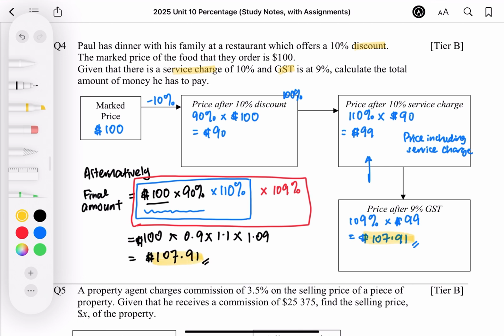Of course, there's another way, which is you can calculate the discount first, then you subtract, then you calculate the 10% service charge. After that, you add it back to the value you had earlier, and now you have your 9% GST subjected to both the service charge plus the discounted amount, and then you add everything together, you will get the final amount that Paul pays.